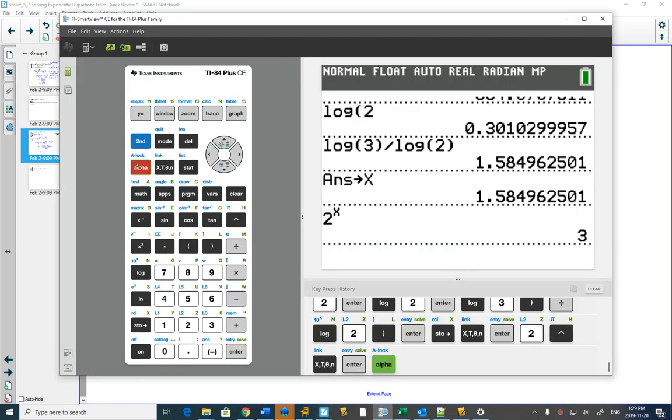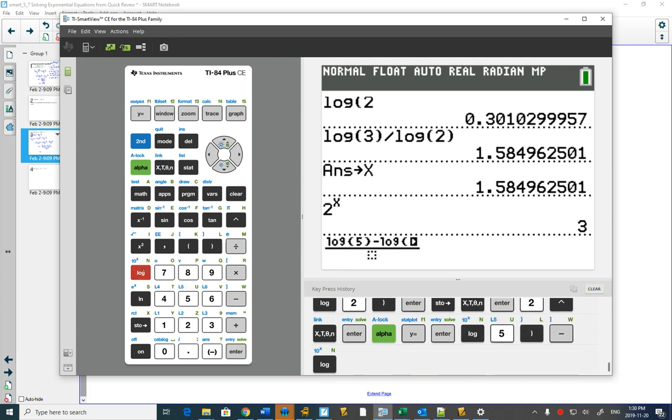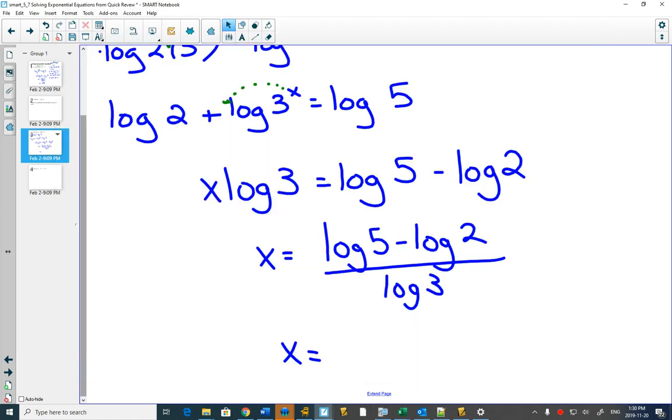So I'm going to use the fraction button on my calculator. That way I don't have to add extra brackets. Log 5 minus log 2 divided by log 3. 0.834.